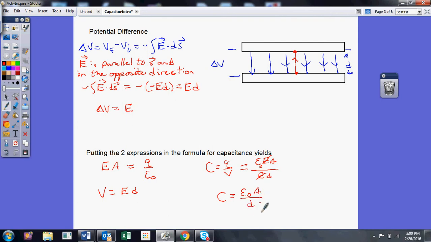Now in your simulation, we graphed C versus A over D, and the slope that you got was closely related to epsilon naught. Epsilon naught, remember, is 8.85 times 10 to the negative 12th. You probably got 8.85 times 10 to a different power, and that's because A and D were measured in millimeters instead of meters. So to make everything work out, A and D should be in meters, and the capacitance is again in farads. So that's a formula that's useful.